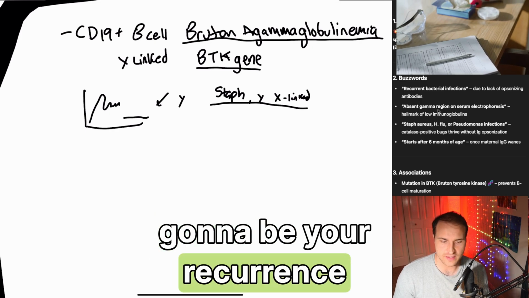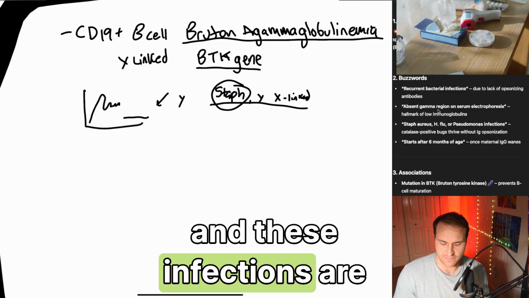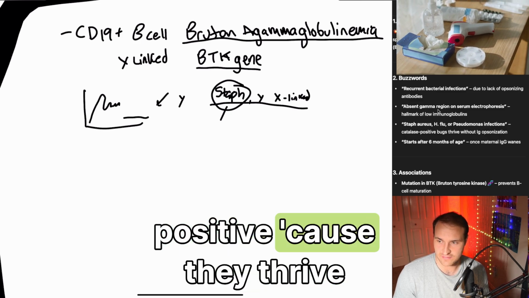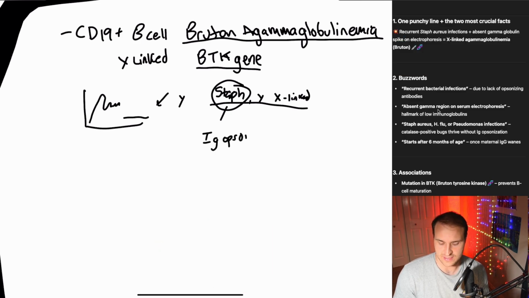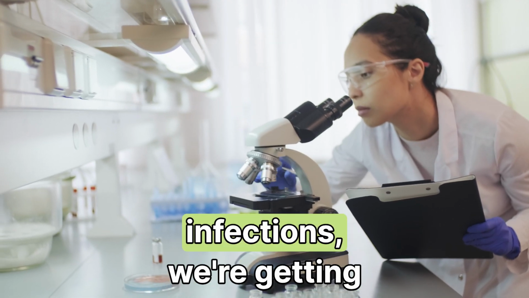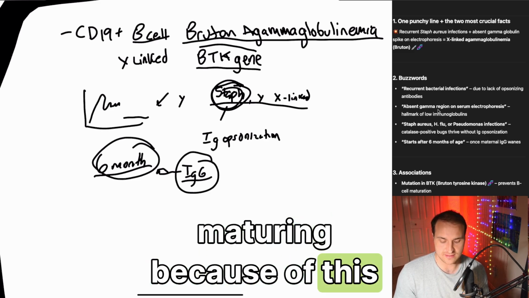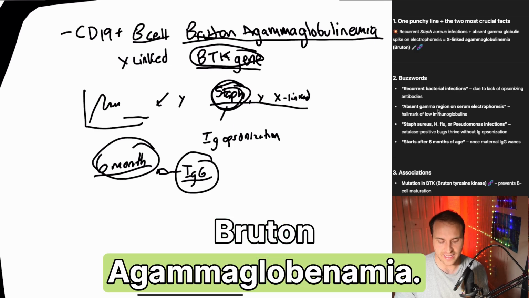Your buzzwords are going to be your recurrent bacterial infections because you don't have those opsonizing antibodies. And these infections are going to be catalase positive because they thrive without the Ig opsonization. And here's an interesting point. This is probably going to happen after about 6 months. The question stem I gave you guys, a little bit older. Why 6 months? Because that's after the maternal IgG is waning. So the mom's IgG is protecting the baby for about 6 months. And then we're getting staph infections, we're getting catalase positive infections. What's going on? Our B cells are not maturing because of this broken BTK gene, Bruton agammaglobulinemia.